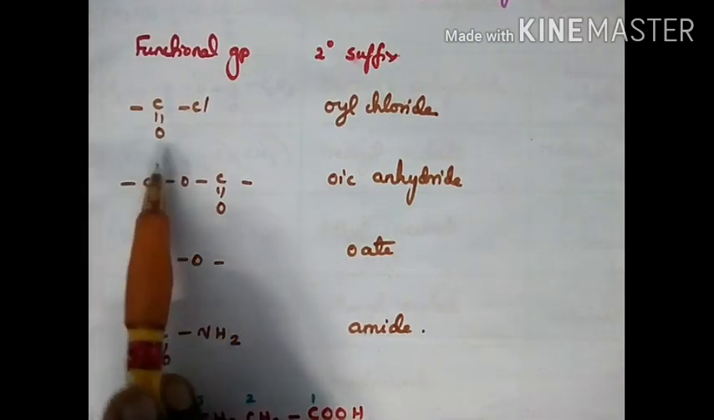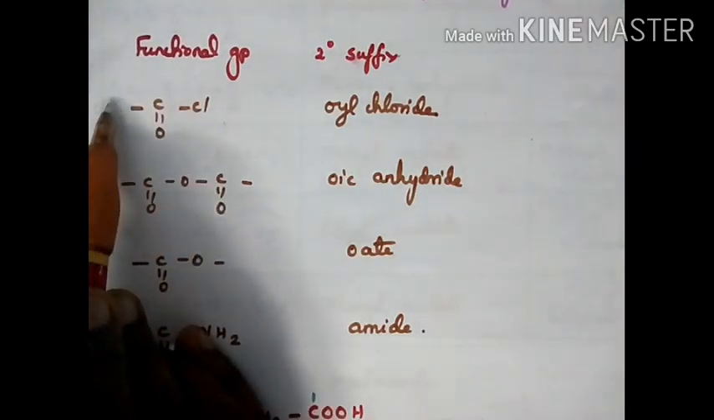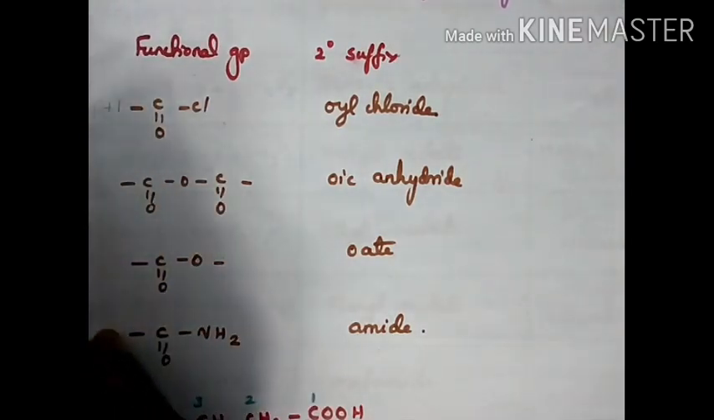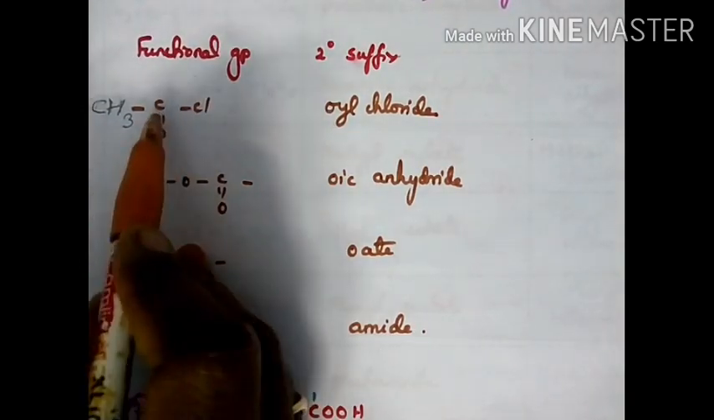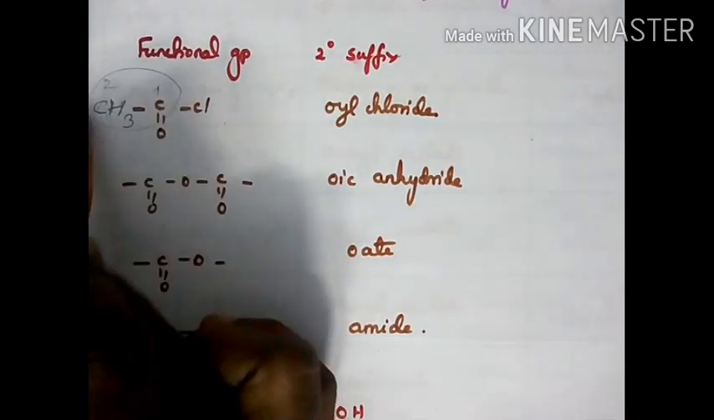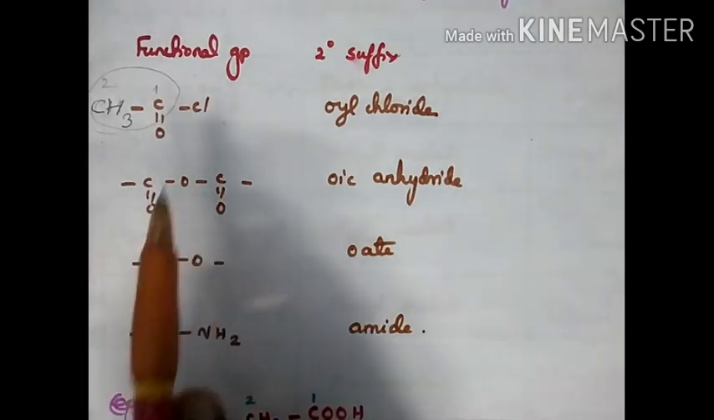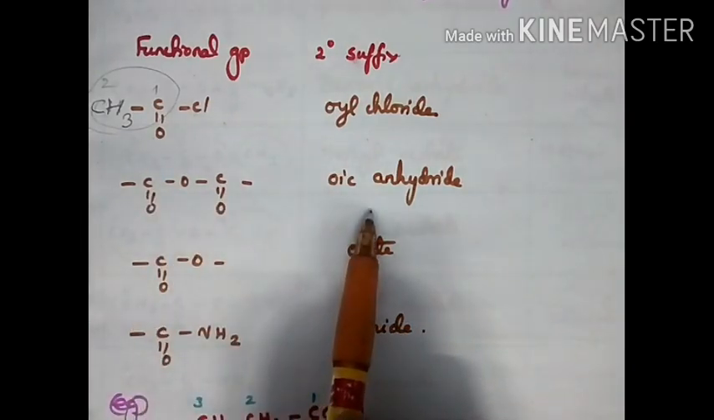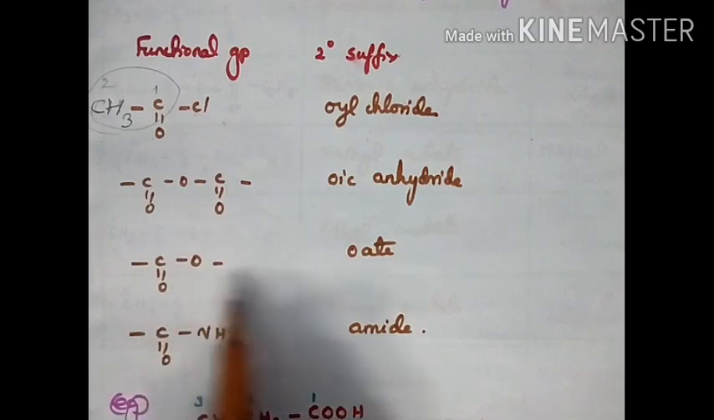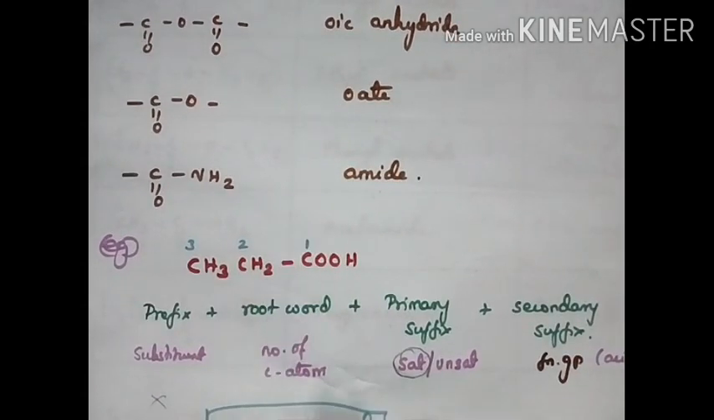If COCl is there, for example CH3COCl, how many carbon atoms? 1, 2. So it is ethanoyl chloride. In that manner you have to write. So COCl means oyl chloride; C double bond O, C double bond O means oic anhydride; C double bond O with O means ester; C double bond O NH2 means amide. Let's write the IUPAC name of a simple compound first.